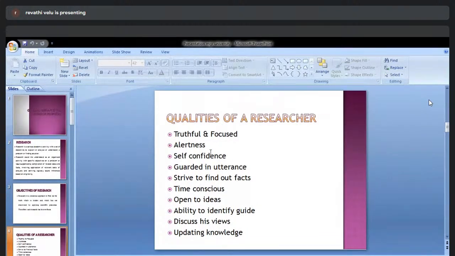Discuss your views. Once you find out the data, collect the data, analyze the data, and apply the techniques with the collected data, you can discuss your views. You will be writing the interpretation for that. Updating knowledge, very very important. Being a researcher, day to day information has to be updated. So these are the qualities of the researcher. So each researcher should have these qualities to complete their focus on the research proposal.